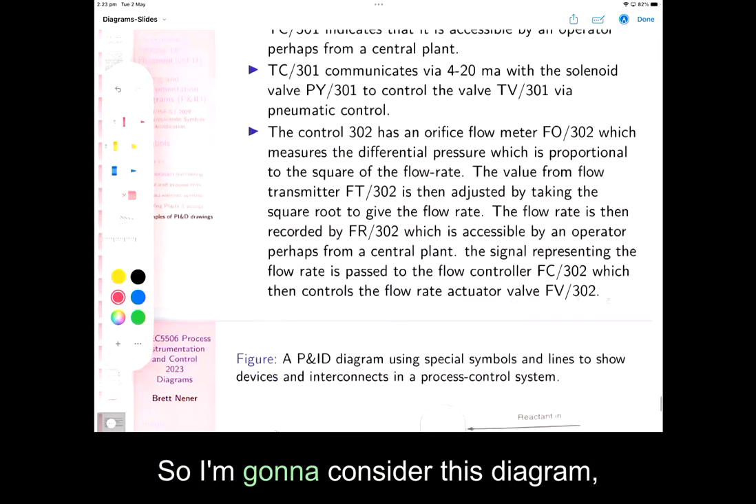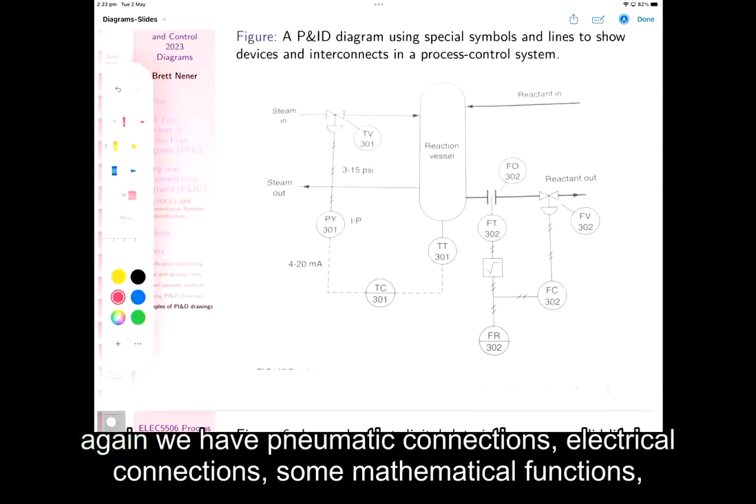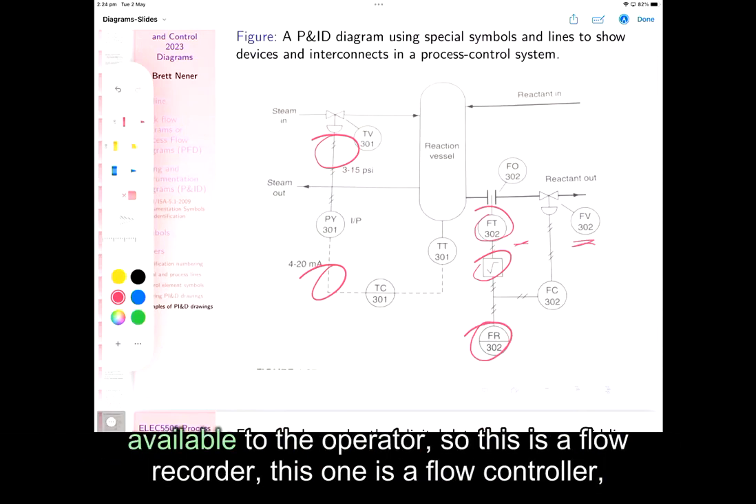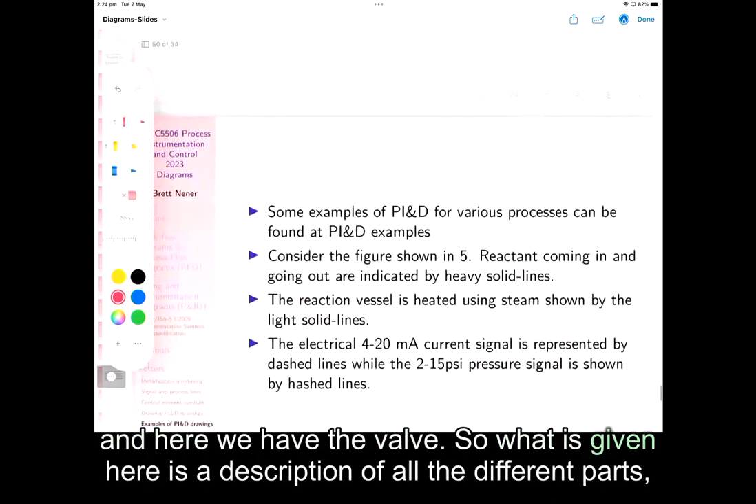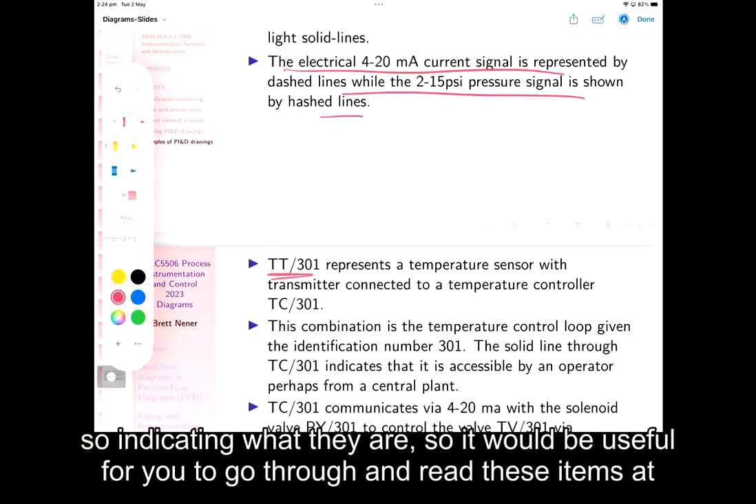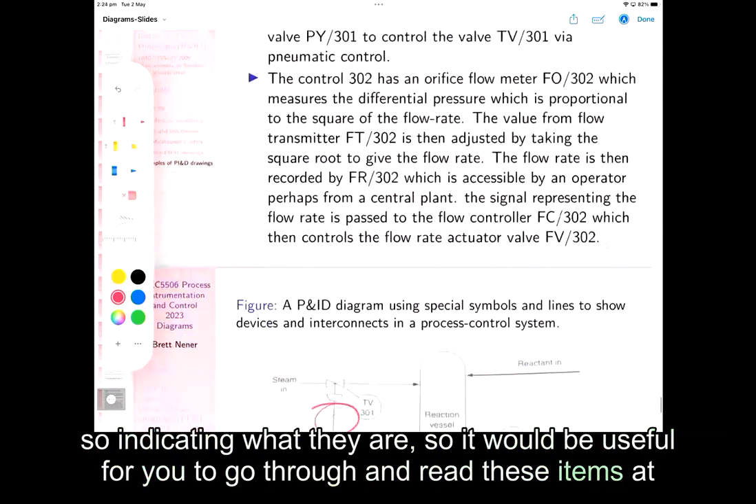So I'm going to consider this diagram, and we've sort of already looked at this diagram. Again, we have the pneumatic connections, electrical connections. We have some mathematical functions. We have the flow transmitter. As we can see, these items are actually in the field. This one is available to the operator, so this is a flow recorder. And this one is a flow controller. And here we have the valve. What is given here is a description of all the different parts, indicating what they are. So it would be useful for you to go through and read these items and the diagram.